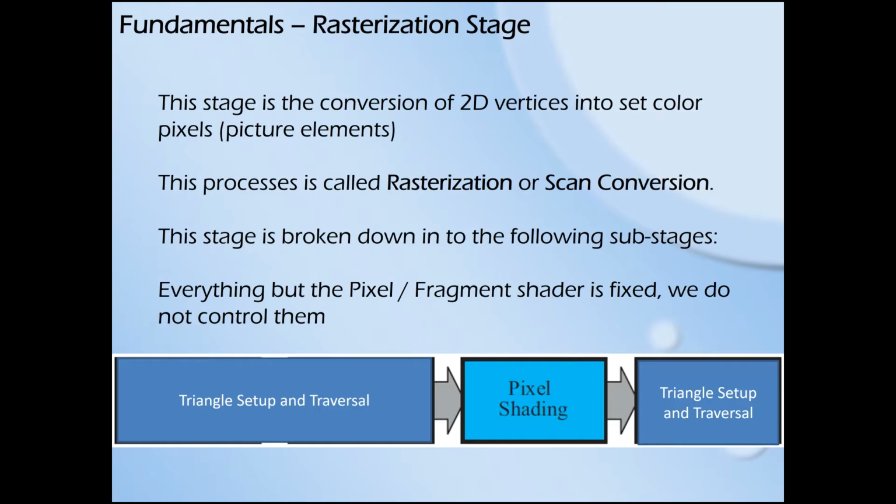Next up, we have the rasterization stage. Now, parts of this we can't actually interfere with, such as the triangle setup and traversal. This is where we go over all the triangles in our scene and convert them over into fragments or pixel objects. Our pixel shader or fragment shader handles each of those pixel values. And then finally is our triangle setup and traversal.